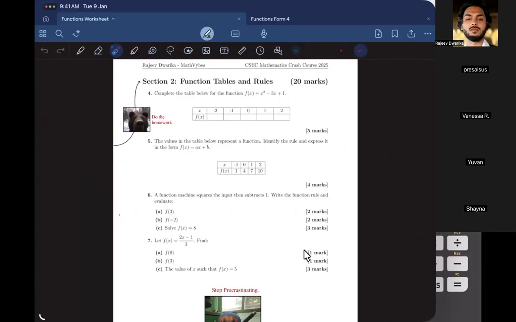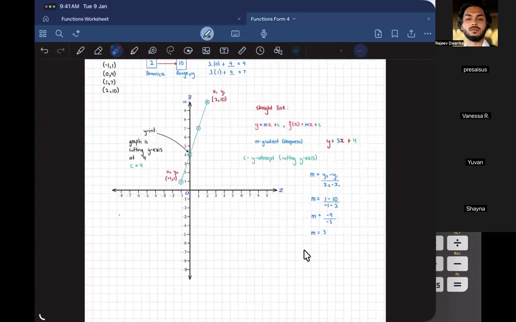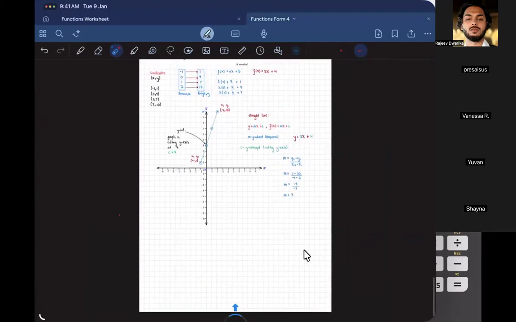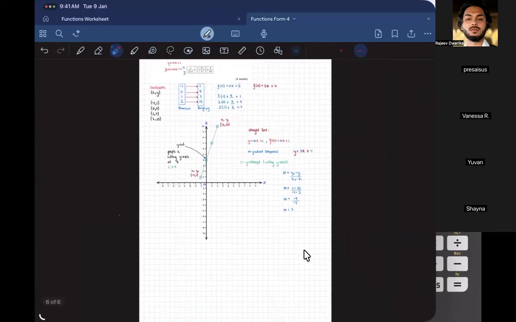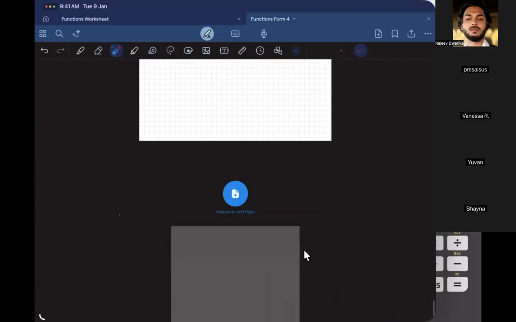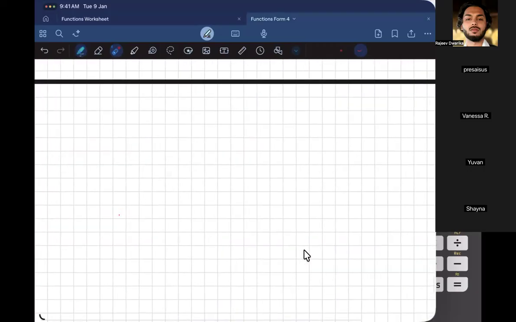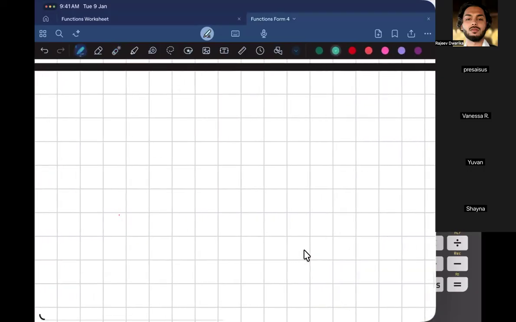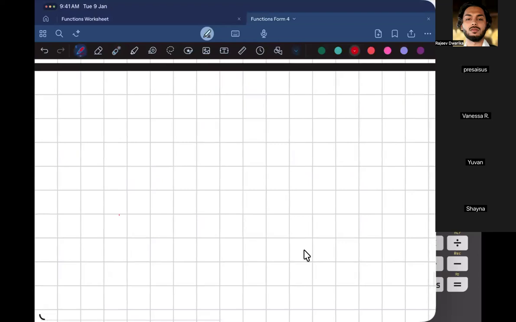So the next thing we have to move on to in functions is called the inverse function. That's the next thing we have to move on to, so I'm going to move on to that now. Right? So could somebody just tell me what a regular function does? Vanessa, can you tell me what a regular function does?